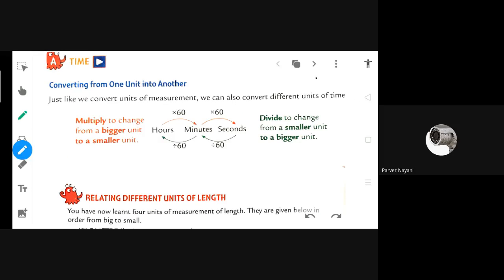And here also you have to remember when to multiply, when to divide, and that also by 60 only, not 100, not 10, not 1000. But here 60 will come. Why? Because 1 hour equals to 60 minutes and 1 minute equals to 60 seconds. Okay? Okay, ma'am.